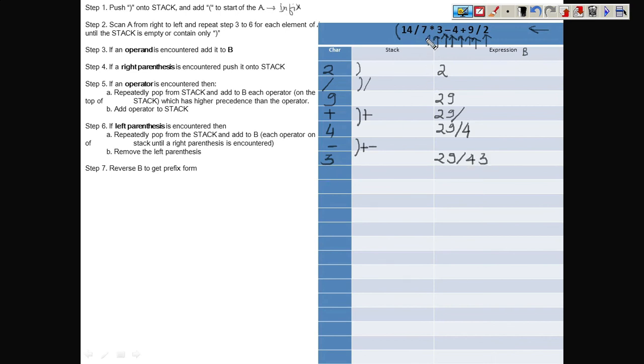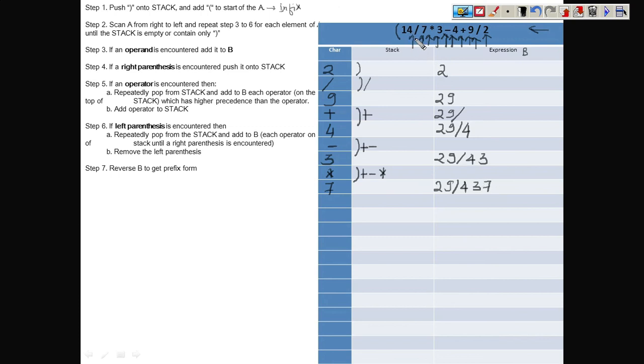Then multiply. When you read the multiplication, you need to look to the stack. If you find any operator of higher precedence... we don't have any operator of higher precedence, so simply push into the stack, and this remains the same. There is no change in the expression B. Then you read 7. 7 is going to be added to the expression.